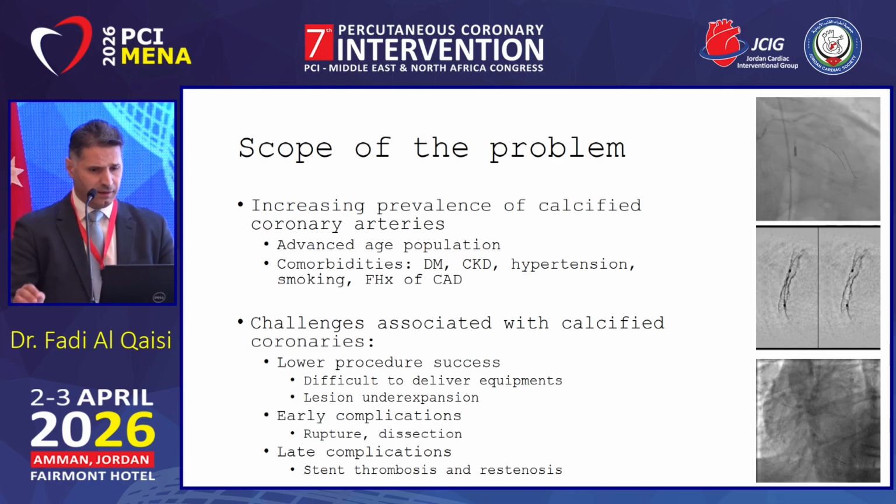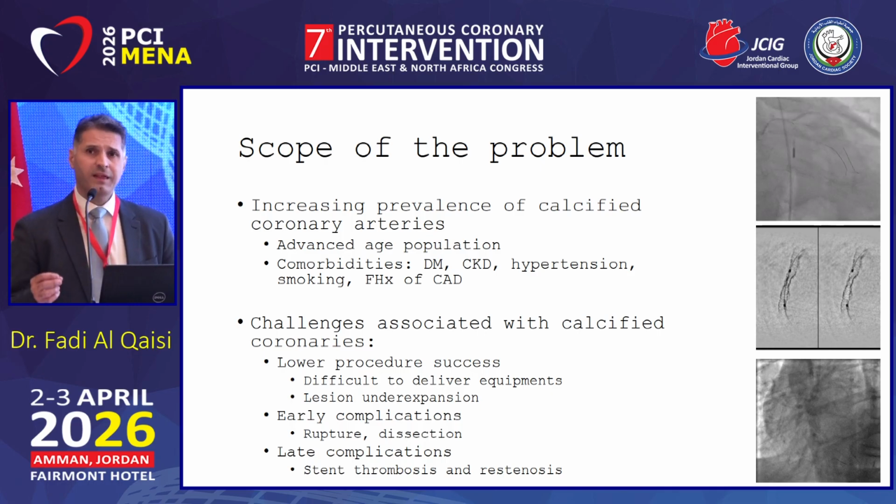The problem begins with calcified lesions, which are coming more and more frequent. We have an advanced age population and more comorbidities: diabetes, chronic kidney disease, hypertension, smoking, and family history of chronic heart disease.